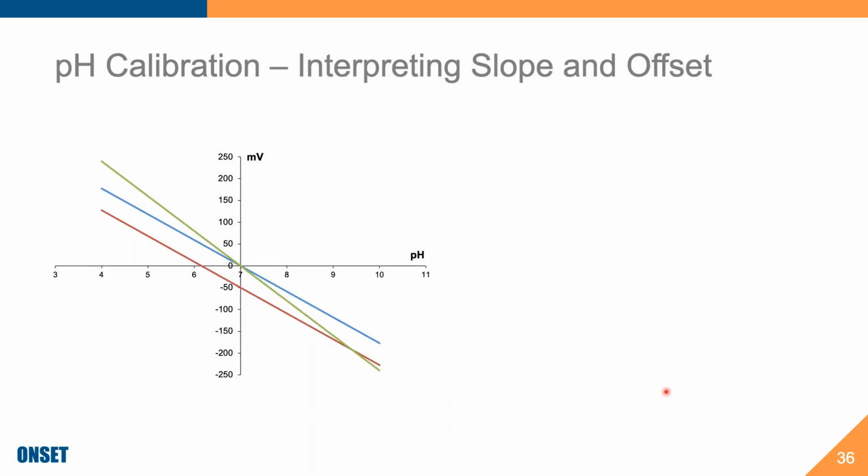So here is a fun graph of a couple different calibrations that I put together. And it's meant to explain further how slope and offset can affect your readings. So in blue, which is where the arrow is pointing, we have an ideal electrode, an ideal buffers actually. The slope is negative 59.16, which means 100%, and the offset is 0.